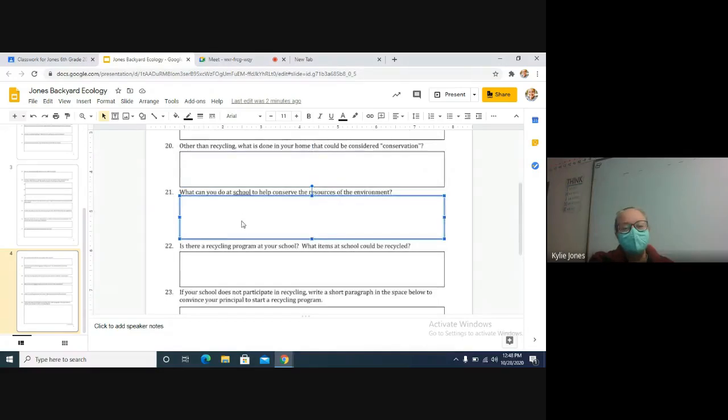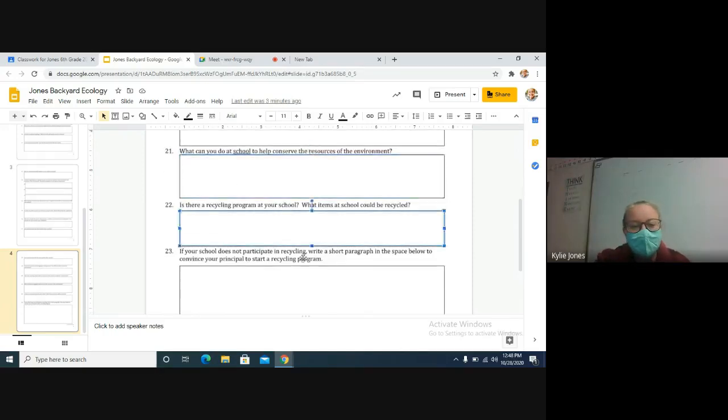Number 21. What can you do at school to help conserve the resources of the environment? So at school, what can we do better to make this place better? Number 22 is, do we have a recycling program here at school? No. Oh yeah, we got those new water fountains. That's a good thing. What about paper and stuff? The milk thing. Okay, so we have a little bit of a recycling program, so maybe you can talk about that.